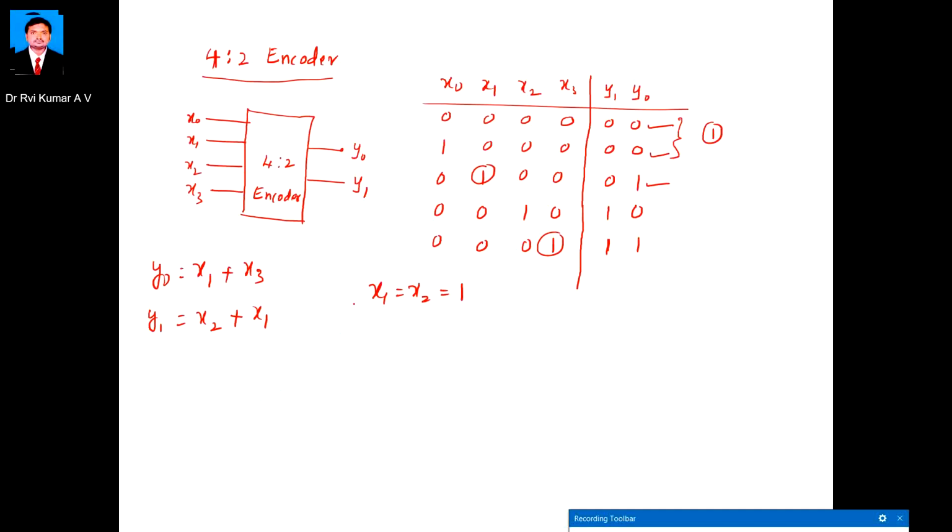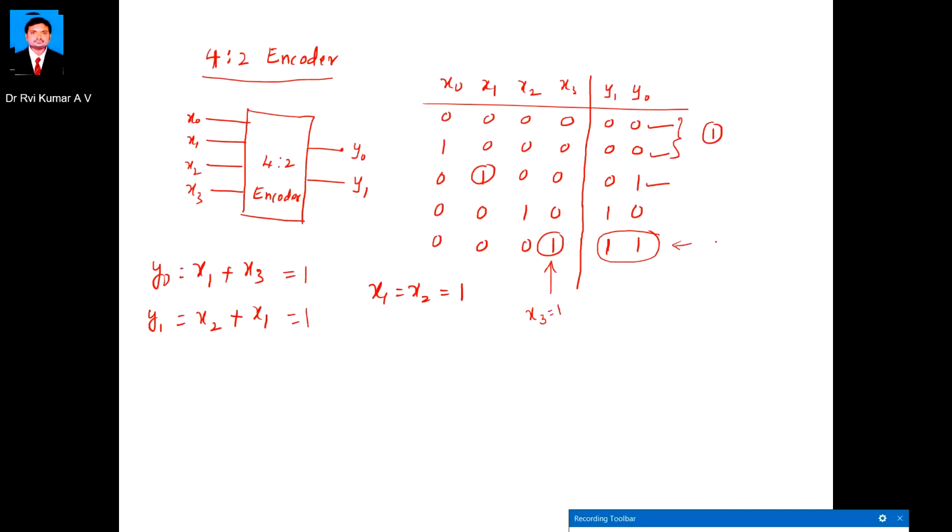Let me consider the input x1, x2 equal to 1. What will we get as the output? Here x1 is 1, so y0 is also 1. Here x2 and x1 are both 1, so y1 is also 1. So we are getting the output y0 and y1 as 1, 1 when both the inputs x1 and x2 are equal to 1. But the output I am getting as 1, 1 is the same as when we give the input x3 equal to 1.